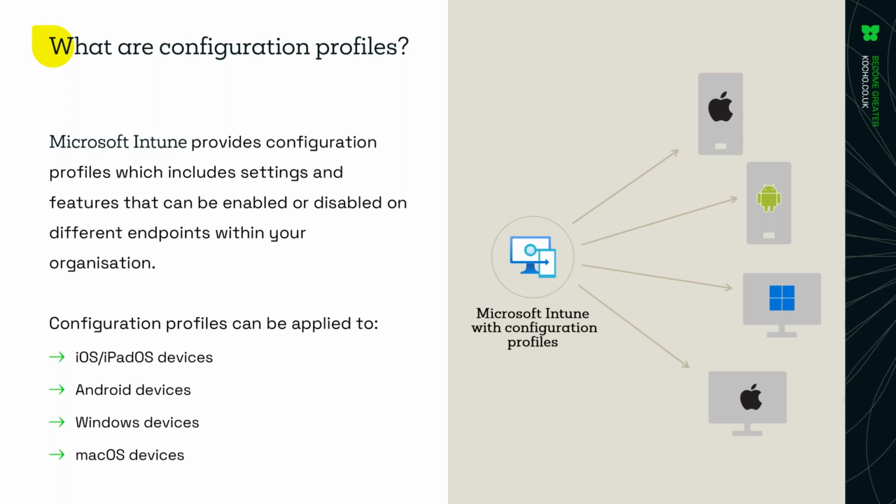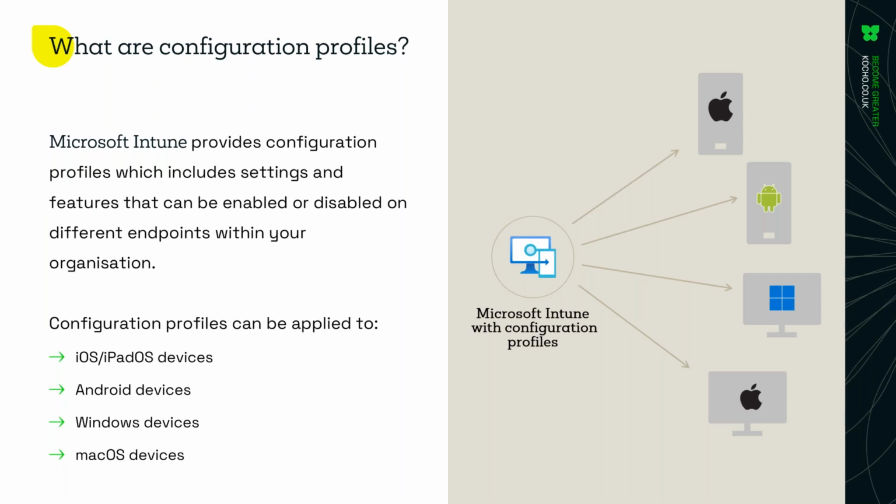Intune includes settings and features that you can enable and configure or disable for different devices within your organization. And these settings and features are added to what Intune calls configuration profiles. You can create profiles for different devices and different platforms, including iOS, iPadOS, Android, Windows, and macOS. Then using Intune, you can apply, or the correct term in Intune is assign, the profile to users and devices.